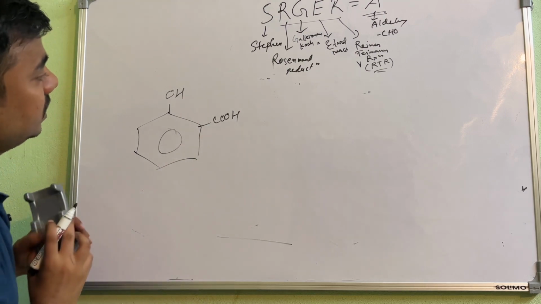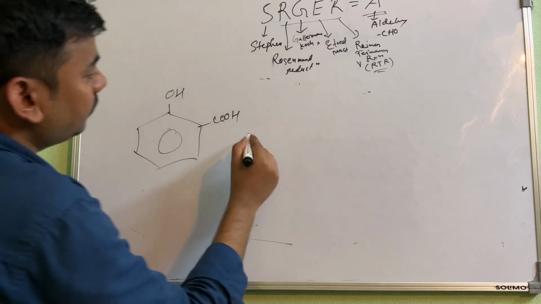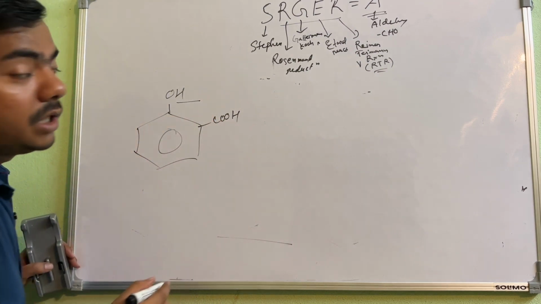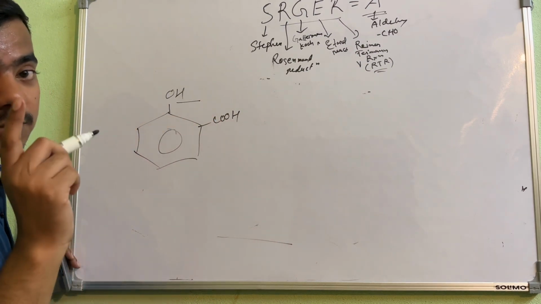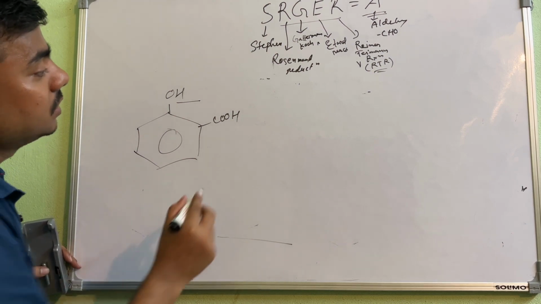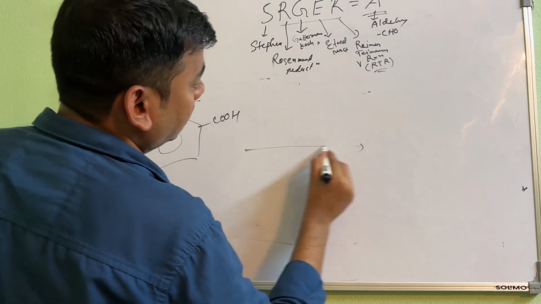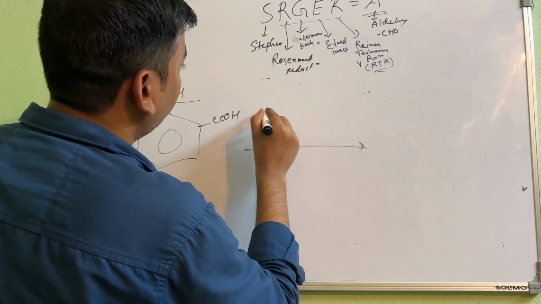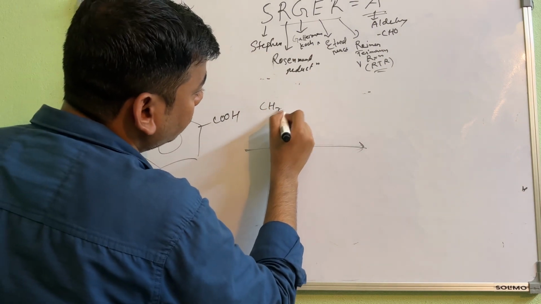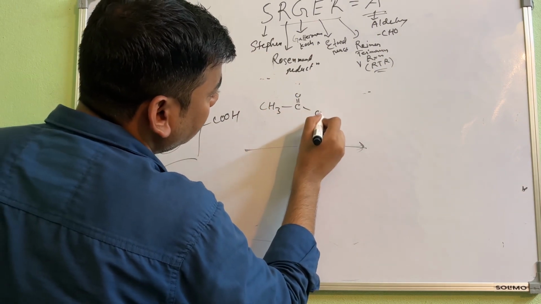Okay, so this is salicylic acid, and if I am able to do acetylation of the OH group, then we will get acetyl salicylic acid, and that is a very important compound called aspirin. We all know about aspirin, that is one good analgesic. Aspirin is a painkiller or analgesic. So how to do the acetylation of OH? For that you have to react with acetic anhydride.